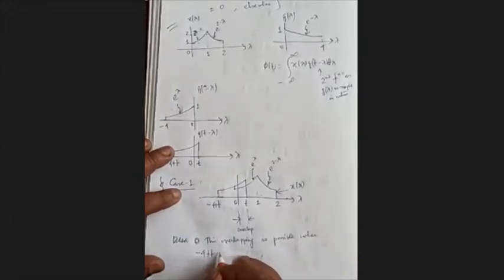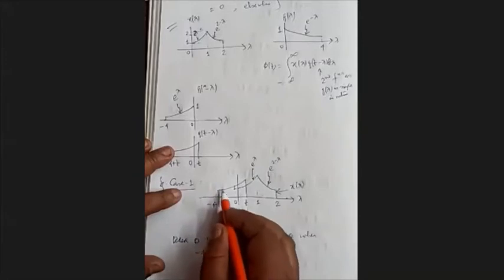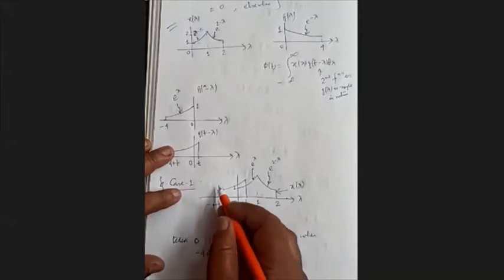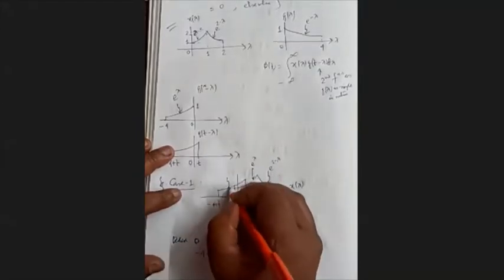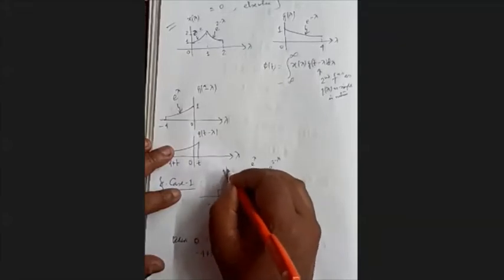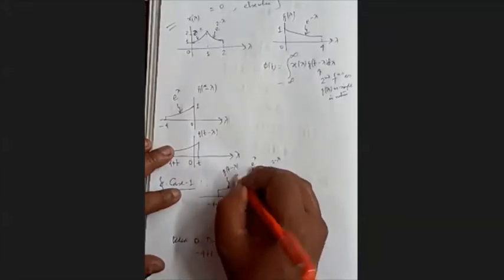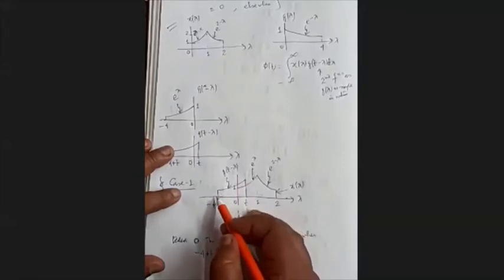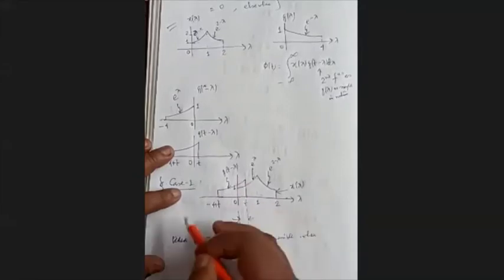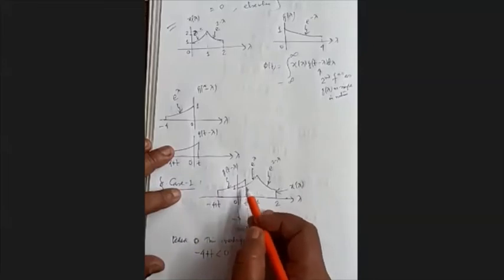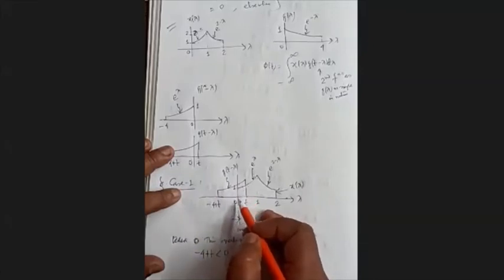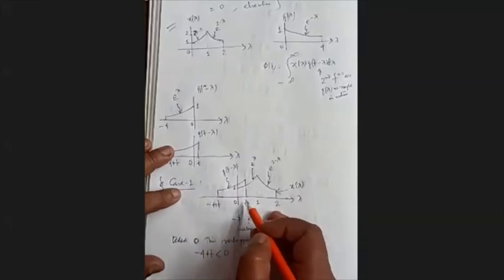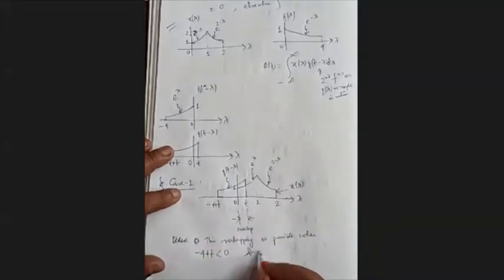When -4 plus t is less than 0, this edge, the trailing edge, of our function g, g of t minus lambda, is to the left of 0, and its leading edge at t will be to the right of 0. It should be greater than 0.